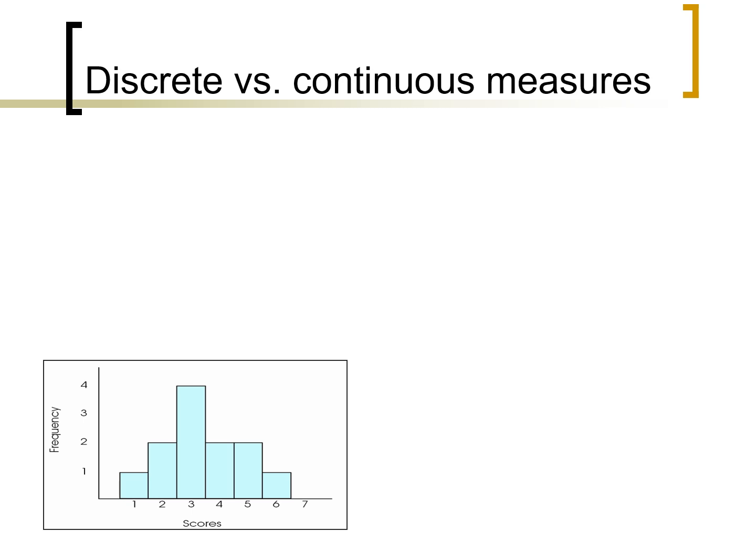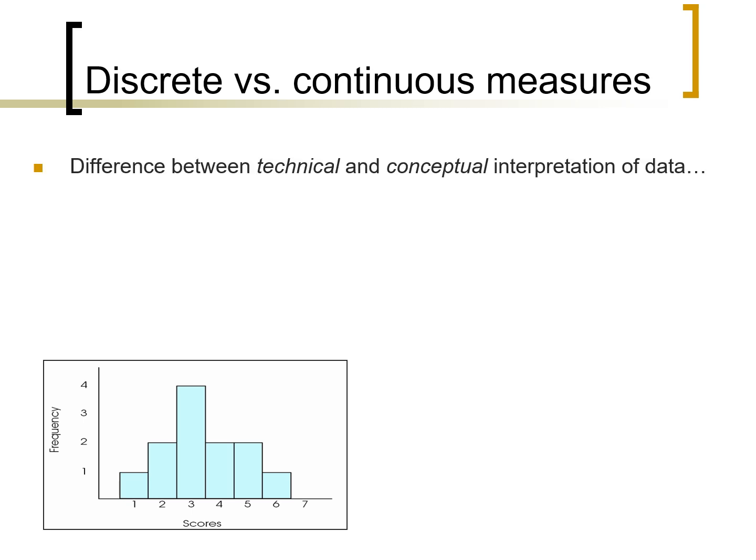Let's also think about the difference between discrete versus continuous measures. So we have a difference between the technical and conceptual interpretation of the data. For example, if we're thinking about IQ, we typically think about IQ as one number, right? You have an IQ, if it's average exactly, we say it's 100. And then maybe if you're above average, you get 101. If you're below average a little bit, you get a 99.